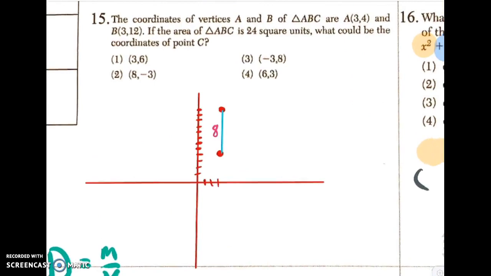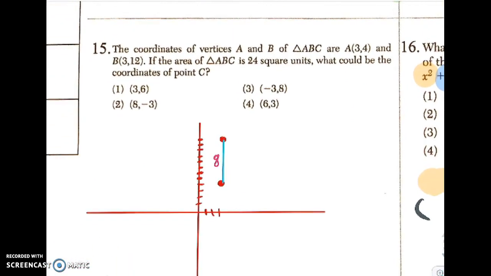Number 15. Again, you can always have graph paper available to you. You have it available somewhere in your packet. It'll always be available on the Regents exam. So whenever you have a coordinate problem with points, graph the shape, graph whatever they're talking about. It'll make it a lot easier. So that's the point 3, 4 and 3, 12. And that is a span of 8. Between 3, 4 and 3, 12 is a vertical segment of 8.